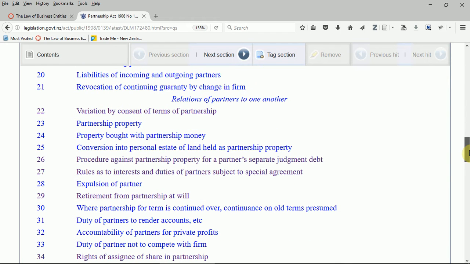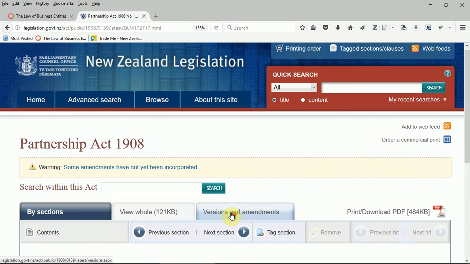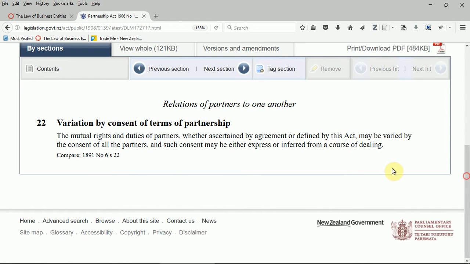relationships of partners one to each other, you'll see that if we talk about variation by consent of terms of partnership, the partners can change their rights and duties by agreement defined by this Act may be varied by the consent of all parties. Now, the key thing there is it's the consent of all parties. And so once you enter a partnership agreement, you have an agreement in place. You cannot change it without unanimous consent, which in itself is a bit of a problem.